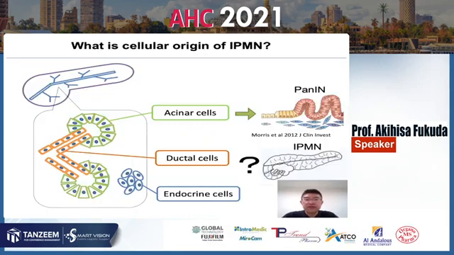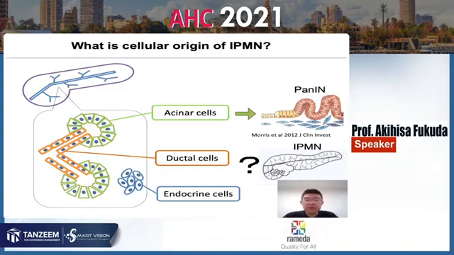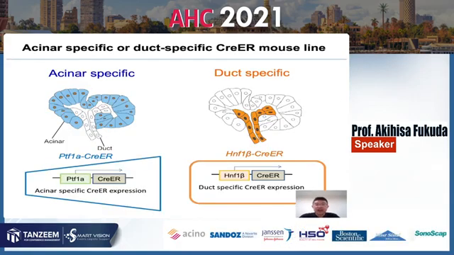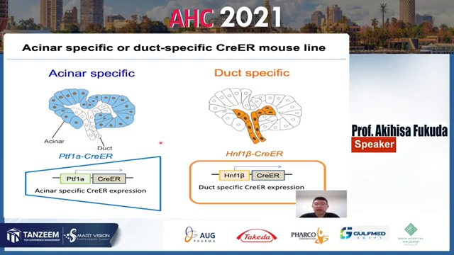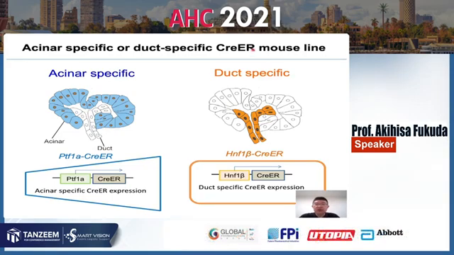Because IPMN PDAC versus PanIN PDAC is biologically different, and PanIN is derived from acinar cells, we next asked what is the cellular origin of IPMN. To investigate the cellular origin of IPMN, we crossed KRAS BRG1 flox mice with acinar-specific PTF1A-CreER mice or duct-specific HNF1B-CreER mice. We used the CreER system, which enabled us to knock out BRG1 upon tamoxifen induction in a time-specific manner.